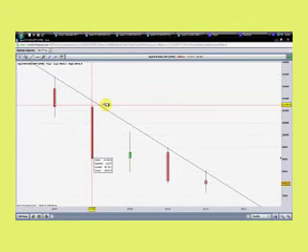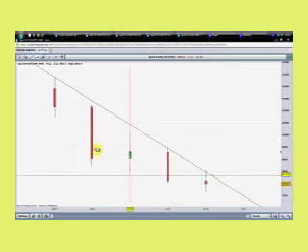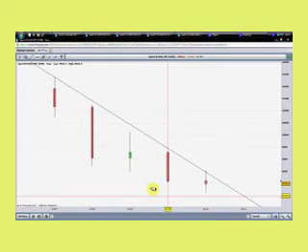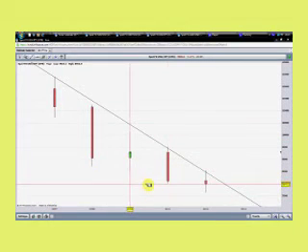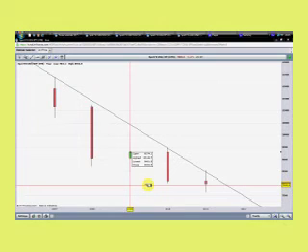No trading strategy is 100% accurate, but being aware of the strategy is better than being completely ignorant about it. What's happening here? We have here the yearly chart. As I showed you before, on the yearly chart we will find the critical price level.